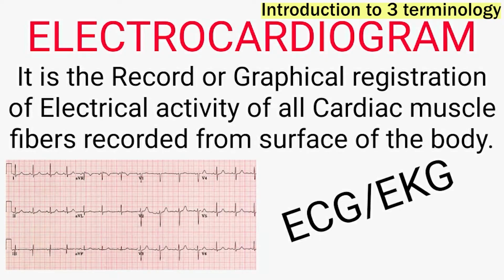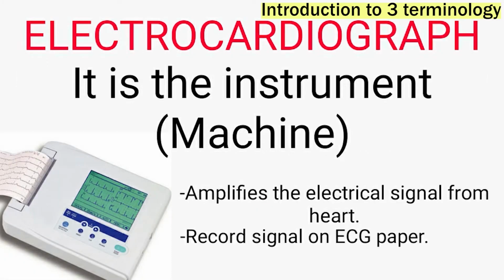the ECG. So here comes our second terminology, that is electrocardiogram, which is commonly abbreviated as ECG or EKG, because in Dutch cardio is written as KARDIO, so EKG. So ECG is a record or graphical registration of electrical activity of all the cardiac muscles recorded from the surface of the body. One more terminology here is electrocardiograph.